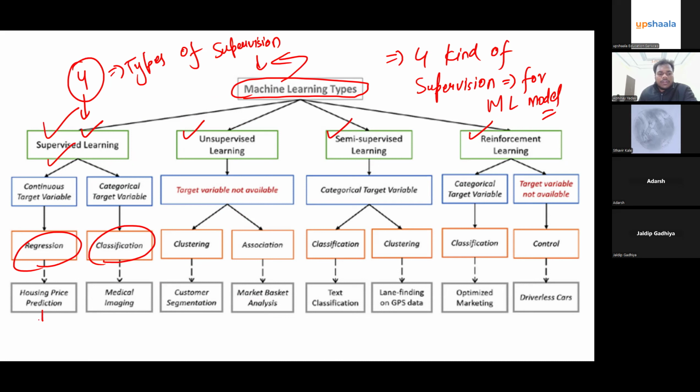Regression example: house price prediction. In the case of classification, for example, a medical image, any kind of image, suppose a medical image for cancer detection. So what will it give? It will give yes or it will give no.